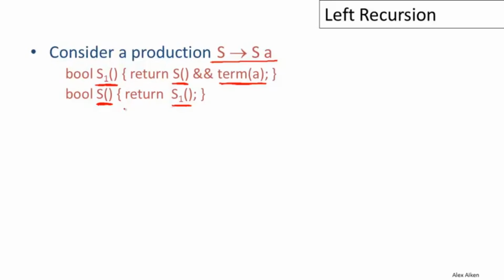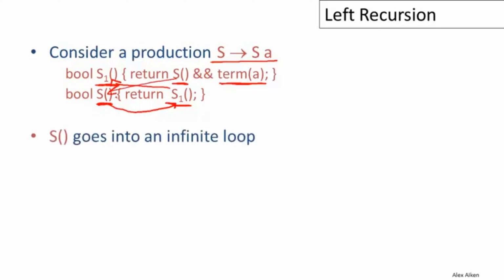What's going to happen? Well, when we go to parse an input string, we're going to call the function S, which is going to call the function S1. And then what's the function S1 going to do? Well, the very first thing it's going to do is to call the function S again. And as a result, the function S is going to go into an infinite loop, and we're never going to succeed in parsing any input. This will always go into an infinite loop.